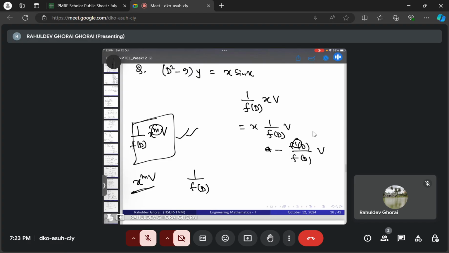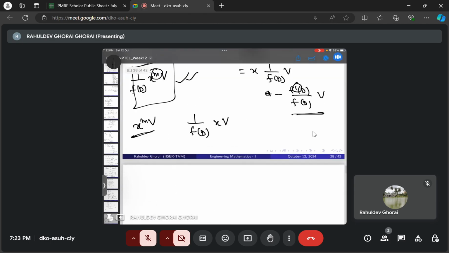1 by f(D) times x times something, means when you have 1 over f(D) times x times this, so that will be like this. So in this case, that's why, you have x sin x over D square minus 9.